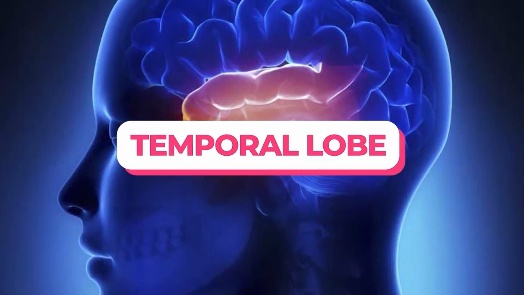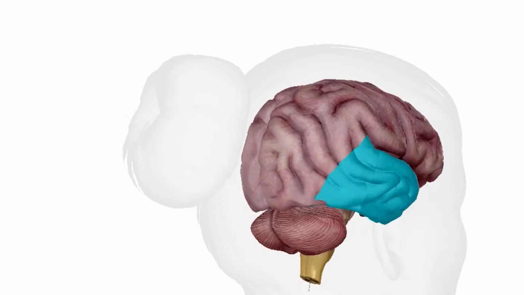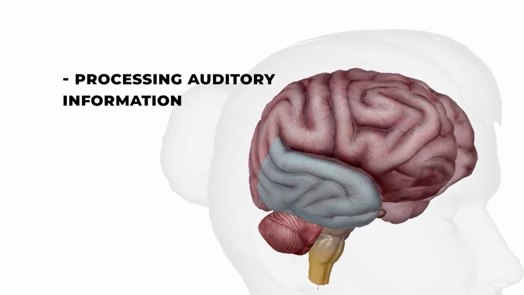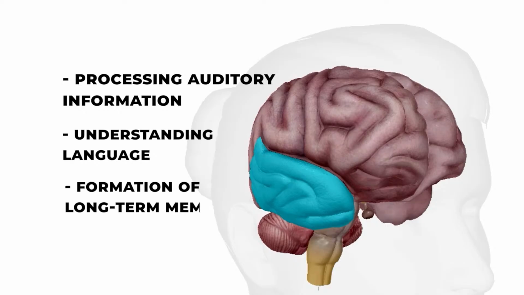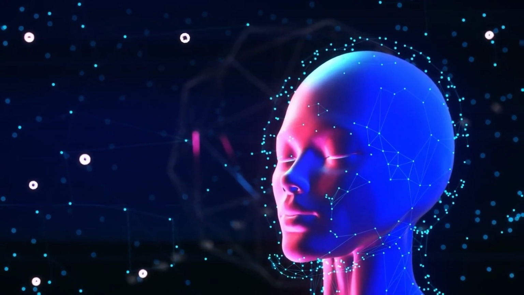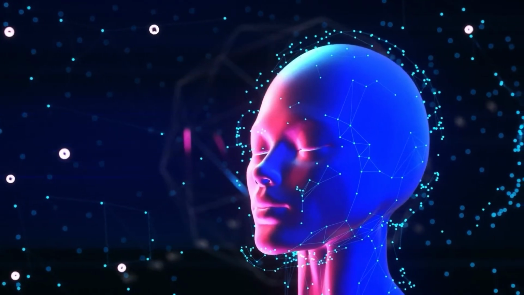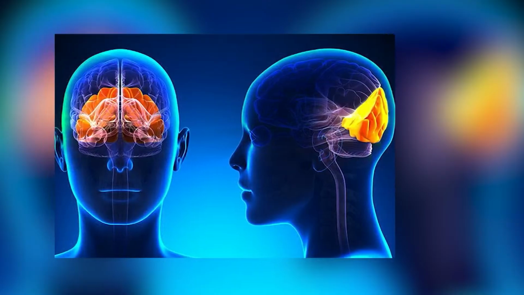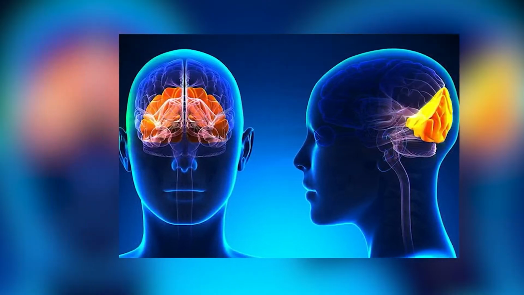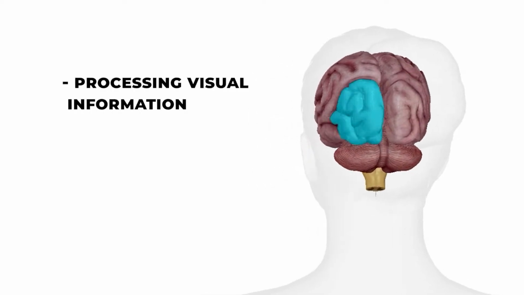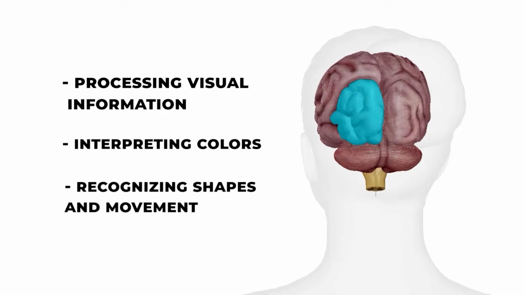Temporal lobe. Found on the sides of the brain, near the ears, it's associated with processing auditory information, understanding language and the formation of long-term memories. It also has roles in recognizing faces and processing emotional responses. Occipital lobe. Located at the back of the brain, it's primarily responsible for vision. This includes processing visual information from the eyes, interpreting colors, and recognizing shapes and movement.